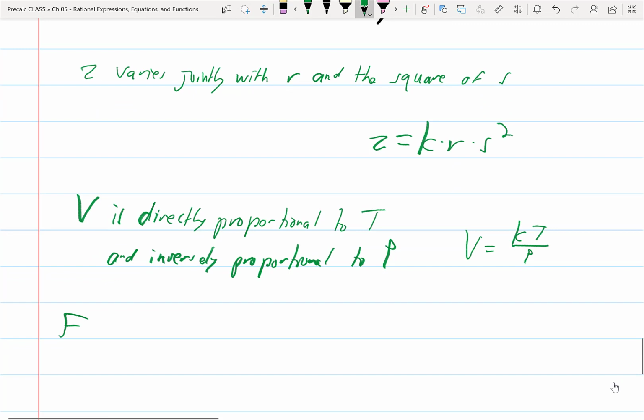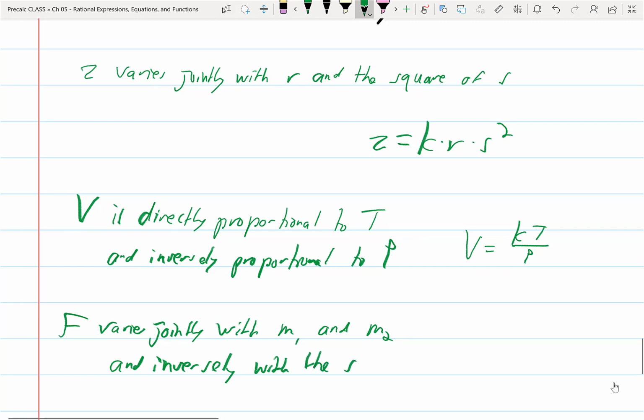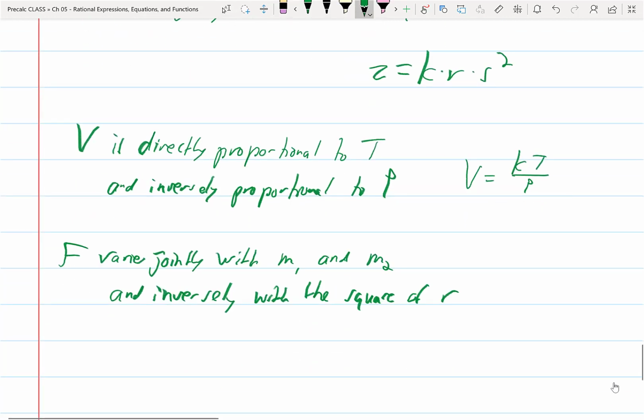And then you can also see f varies jointly with m1 and m2, and inversely with the square of r. So if f varies jointly, f is equal to a constant times m1 times m2, but then inversely is divided by the square of r, would be r squared.